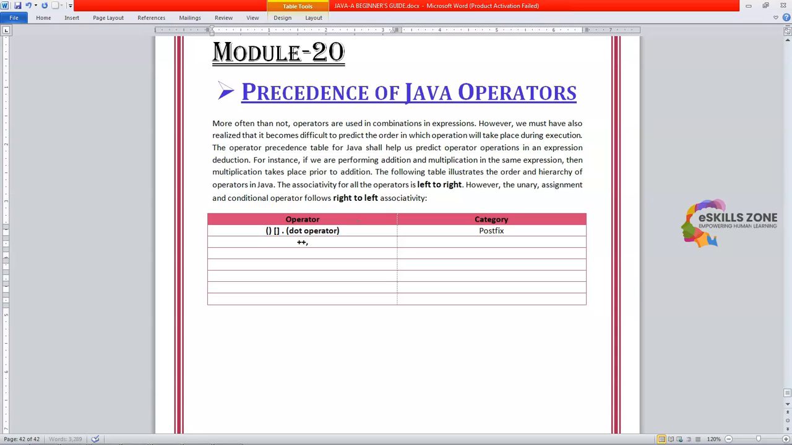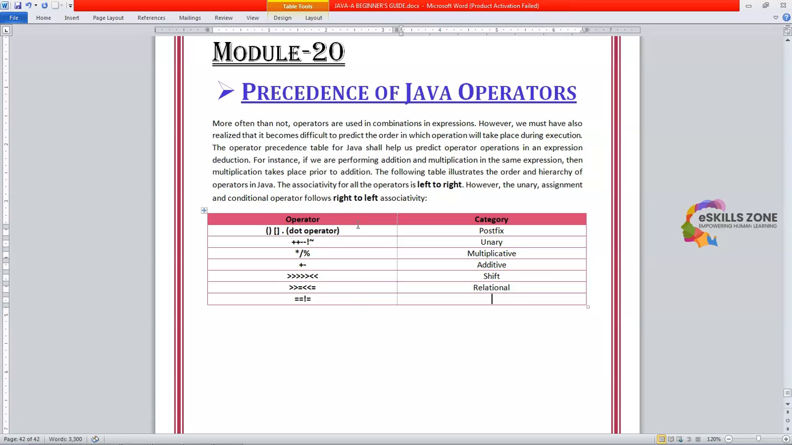Now we'll discuss the plus plus, minus minus, exclamation, tilde operators. It has a unary category. Next one is asterisk, slash, percentage. It has multiplicative. Next one is plus symbol, minus symbol, which has additive category. Next one is greater than symbol and then this. It has shift category. Greater equal to, lesser equal to, relational category.